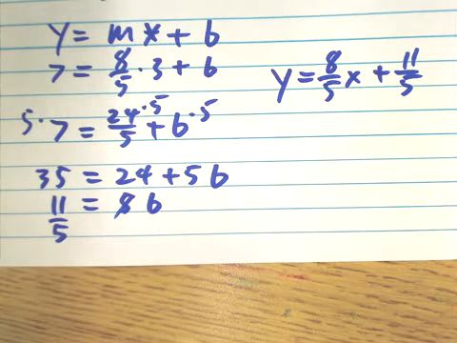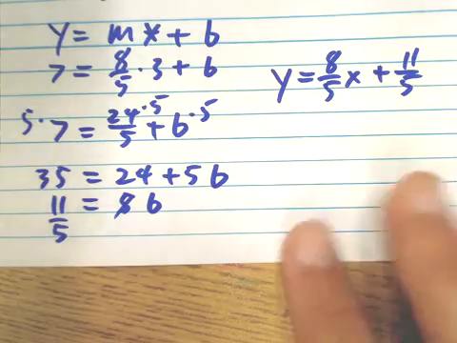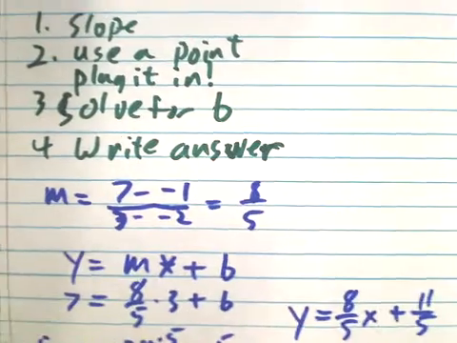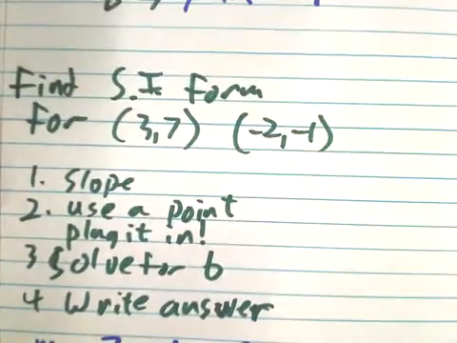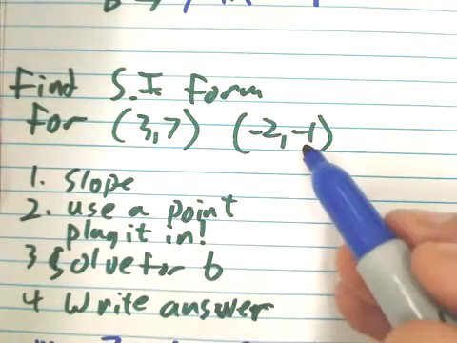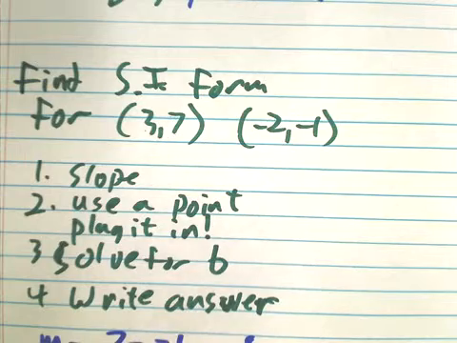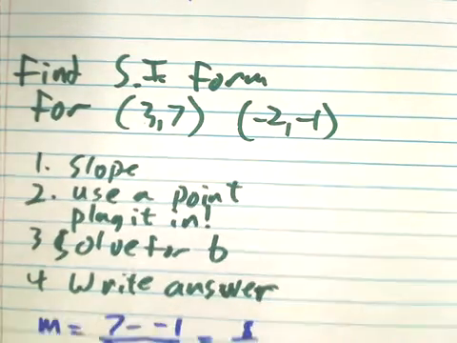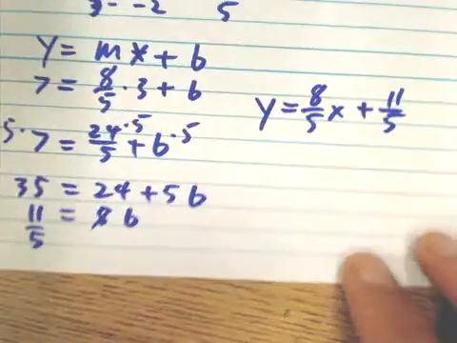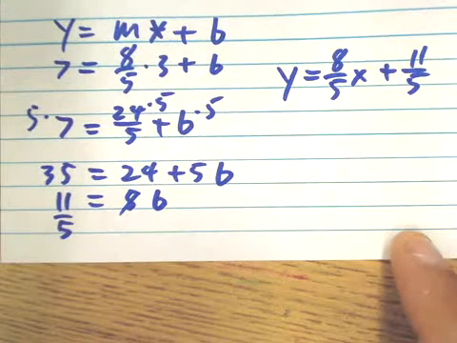If I would have used -2, -1 for x and y, I would have gotten the same stinking answer. It doesn't matter which one you use. So if you wanted to use that instead, that's fine. I just preferred the positive numbers because in my mind I thought that would work out better. Maybe it didn't.